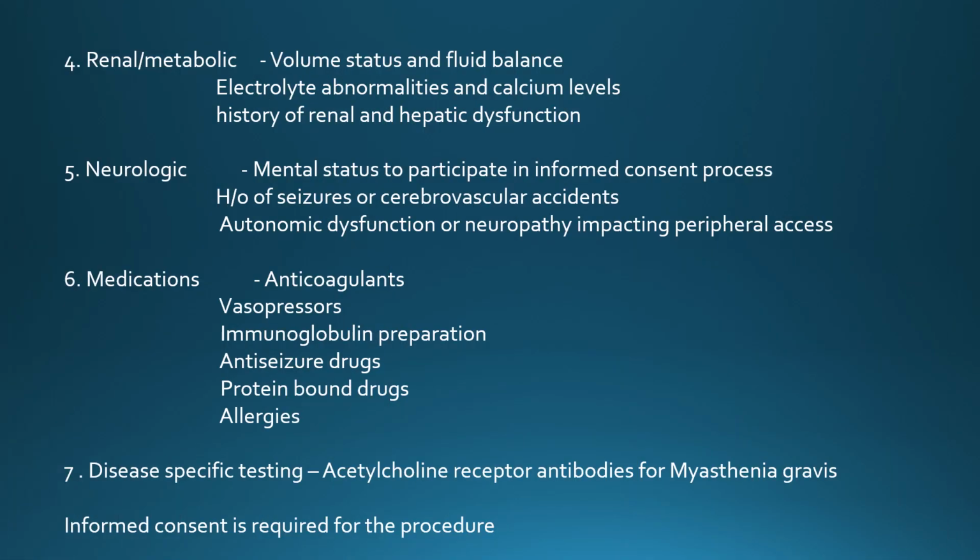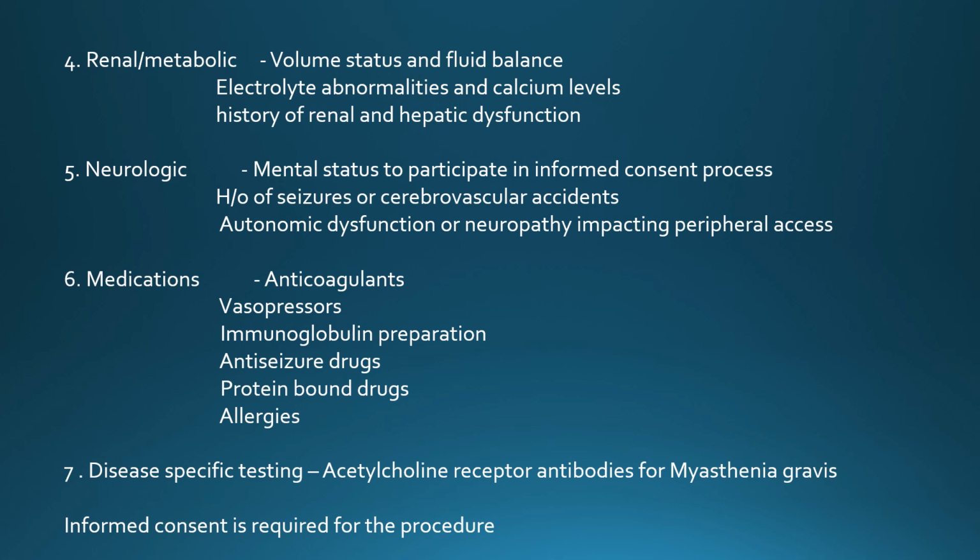Fourth one is your renal and metabolic. You will assess the volume status, fluid balance, electrolyte abnormalities, and calcium levels. These need to be corrected before starting the procedure. History of renal and hepatic dysfunction. Then you will look at the neurological side, the patient's mental status to participate in the informed consent process, any history of seizure or cerebrovascular accidents, autonomic dysfunction or neuropathy impacting the peripheral access.